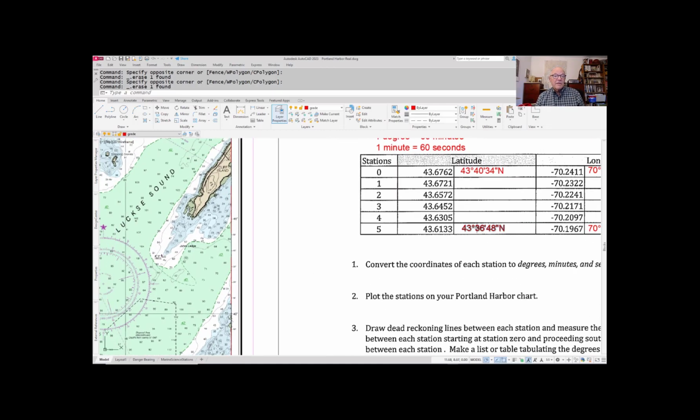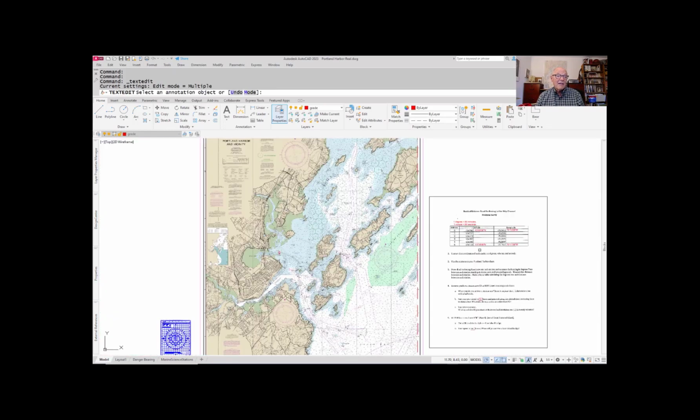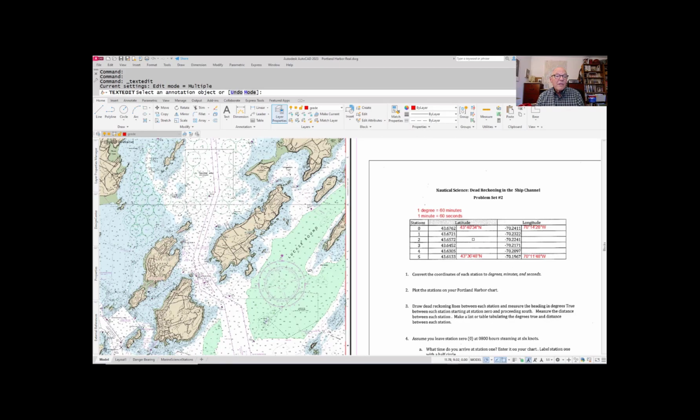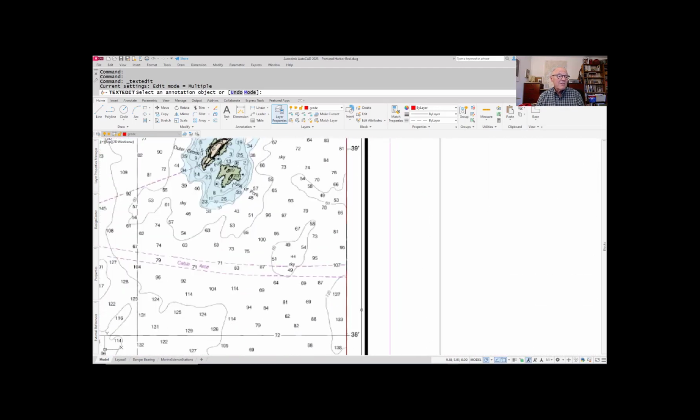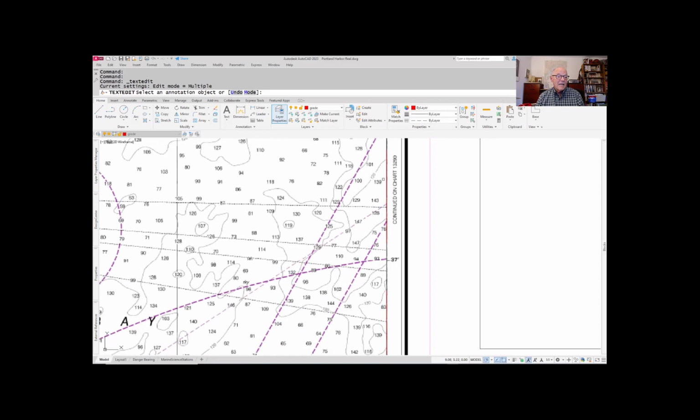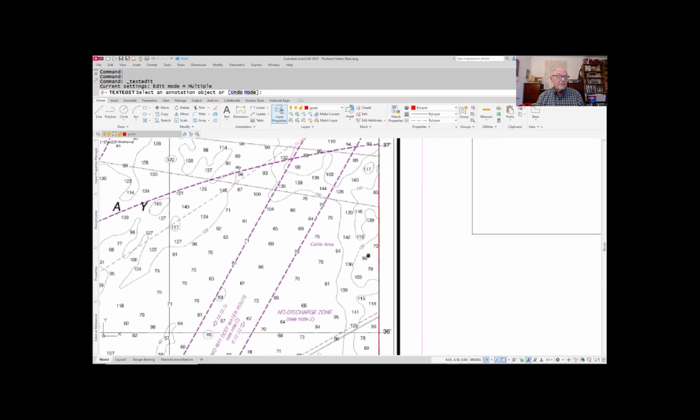So we're going to start with 43 degrees, 36 minutes, 48 seconds. I'll go ahead and copy that. And let's put in 43 degrees, 36. So we're looking for 36 minutes. There's 39. There's 38. There's 37. There's 36. So I'm just going to put this down here just so I don't forget it.